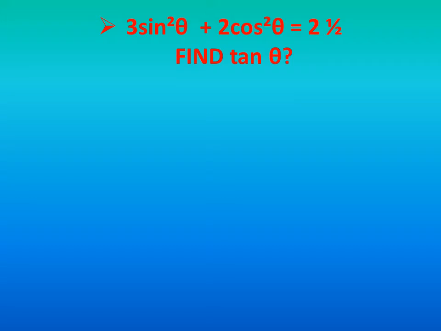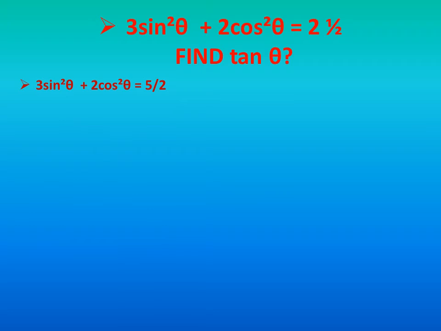Now, the identities we have proved in the previous slide, from these we will try to solve some problems. So the first question is: 3 sine square theta plus 2 cos square theta is equal to 2.5, then find tan theta.